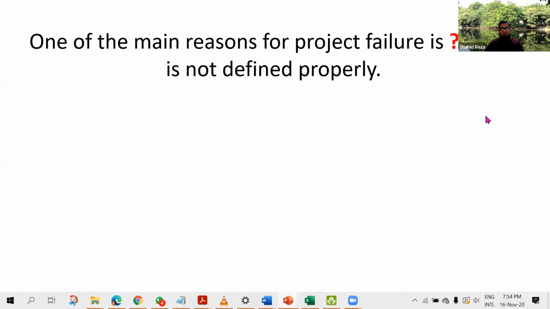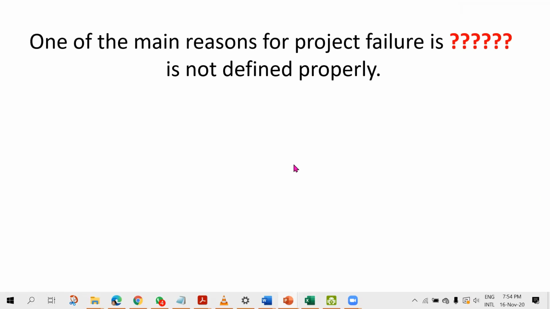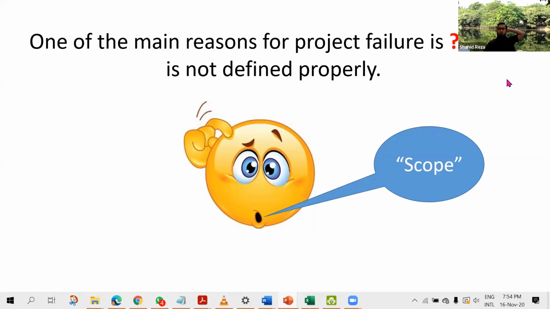So, as usual, in each chapter, I start with a question. For this chapter, the question is: one of the main reasons for project failure is what will be inside here? Scope of the project. Right. Scope is not defined properly. What is the boundary? What is the deliverable that is not defined properly? That is the main reason for project failure. So this is a very, very important chapter, because if you cannot define the scope, you cannot define the schedule and also cannot define the cost.